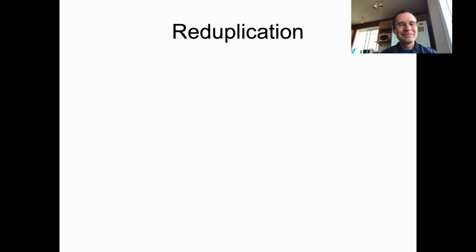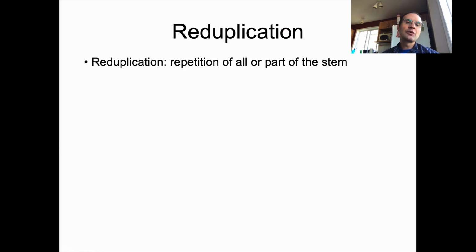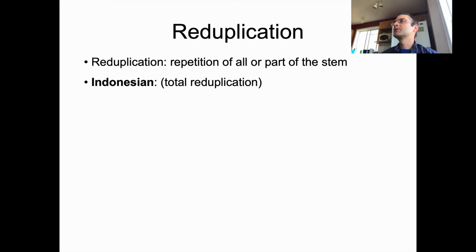Okay, reduplication. That's another word formation process where you repeat all or part of the stem to create a larger word. So this is a process which is productive in a lot of different languages. And there are examples of it in English. It's just not that common. It's not something we regularly use.